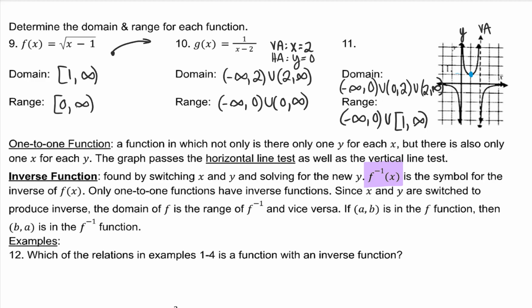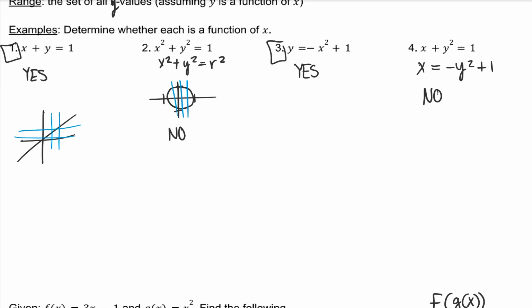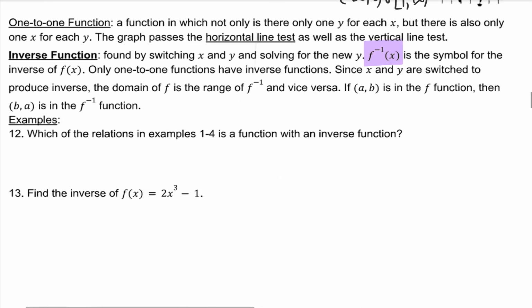All right, so which of the relations in examples 1 to 4 is a function with an inverse function? First of all, our only options would be 1 and 3. 1 is a line. A line definitely passes the vertical and horizontal line test. So our equation in number 1 is one-to-one.